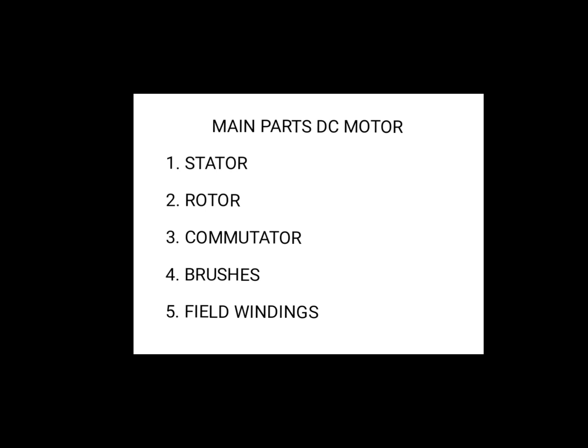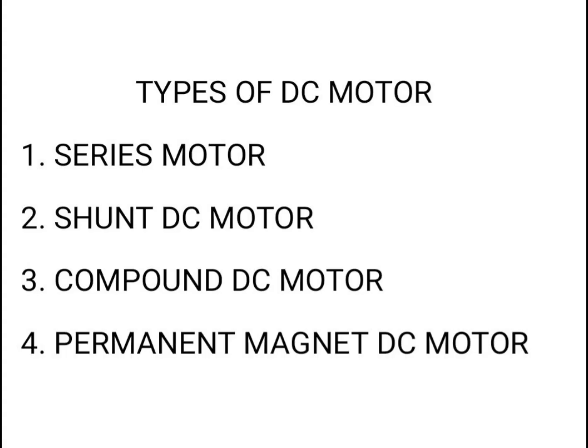When DC power is supplied, the current flows through the armature windings, and the interaction with the magnetic field produces torque that turns the shaft. Types of DC motors. There are several types of DC motor depending on how the field windings are connected. 1. Series DC motor. In this motor, the field windings are connected in series with the armature. It produces very high starting torque, making it suitable for cranes, hoists, and elevators.